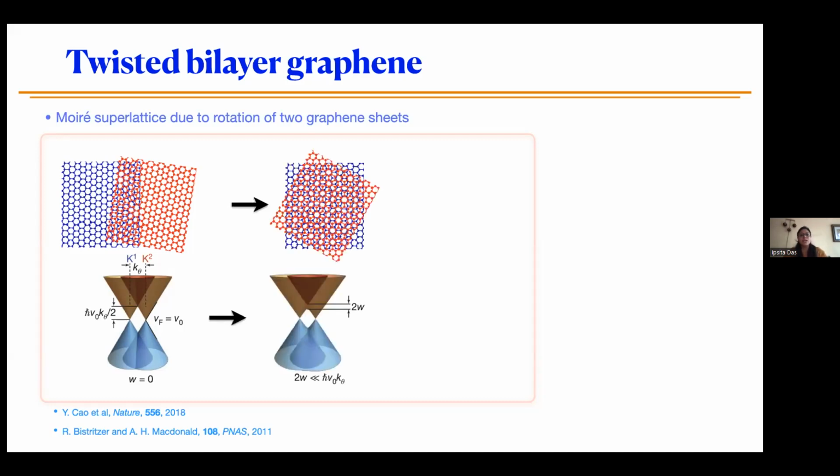But then if I try to twist them more, at a certain point, these two Dirac cones will have hybridization between each other, and the interaction energy will start to increase. So right now my interaction energy 2W is much lower than the kinetic energy, but it has a finite value now. But what happens if you rotate them exactly by 1.1 degree?